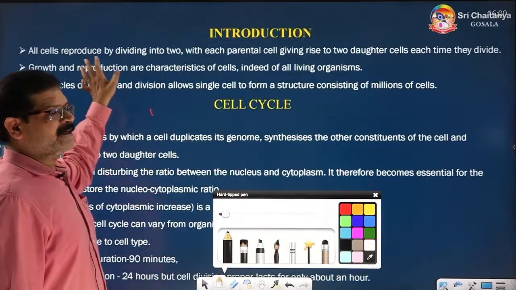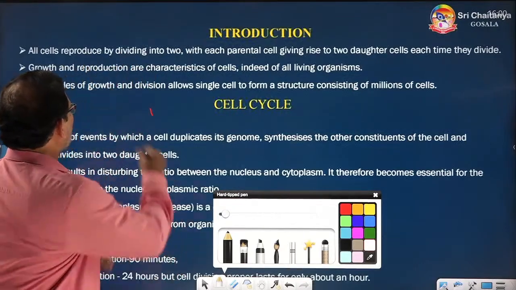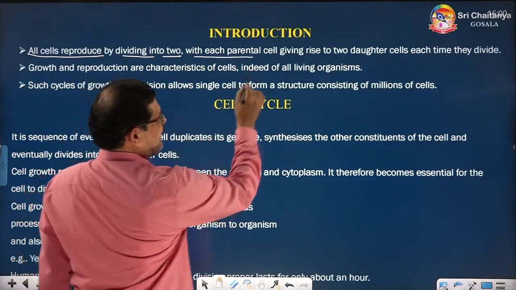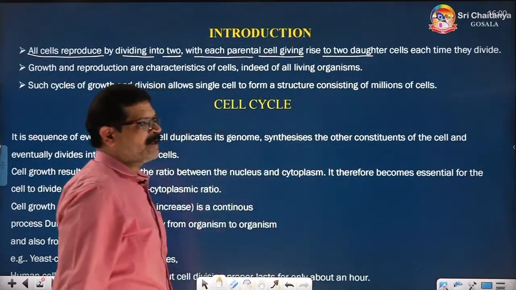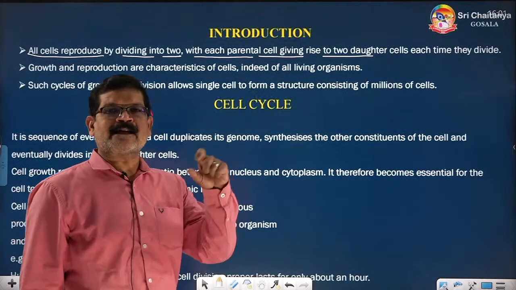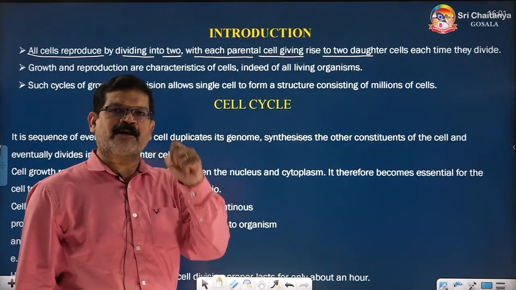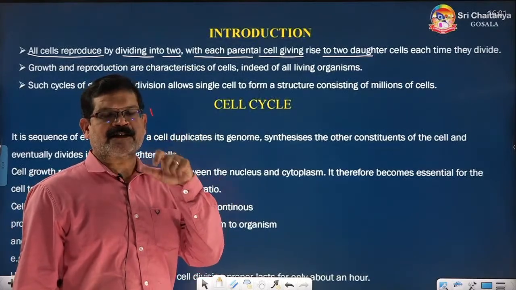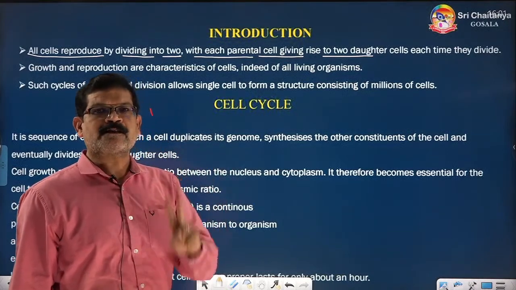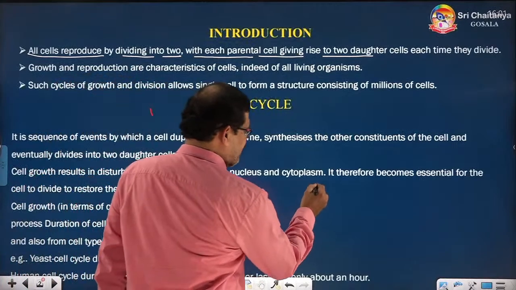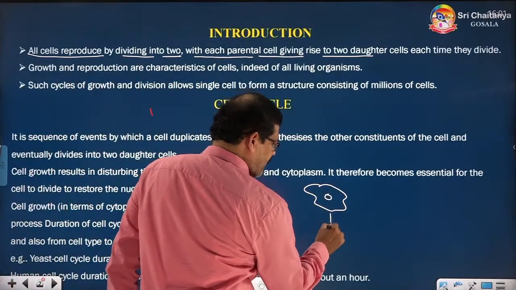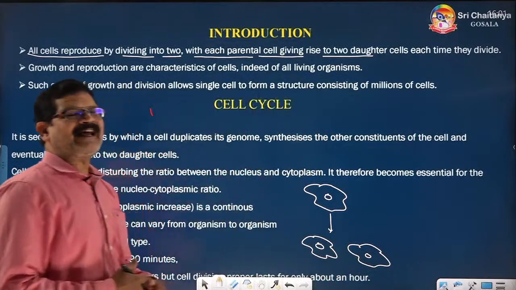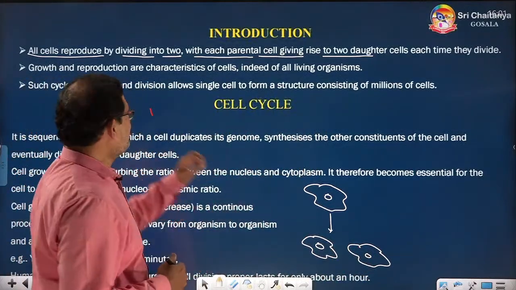Introduction. All the cells reproduce by dividing into two, with each parental cell giving rise to two daughter cells. In any kind of cell division, a single cell divides and produces new cells. That's why the single parental cell divides and produces how many daughter cells? Two daughter cells will be produced. Say this is one cell, and it divides and produces two daughter cells. This is the main essence of cell division.